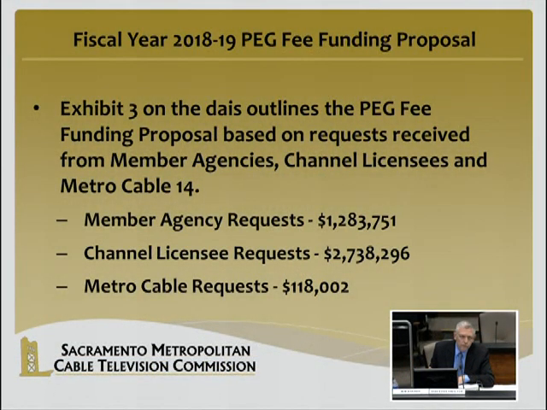I do have one request that I'm going to point out to you that's unique this year. But for most of this, it's business as usual. It's certainly a lot of money. We have significant requests. We have almost $1.3 million in member agency requests, channel licensee requests of $2.7 million, and then a Metro Cable request of $118,000. So that makes up most of what you see detailed in Exhibit 3 on the dais.